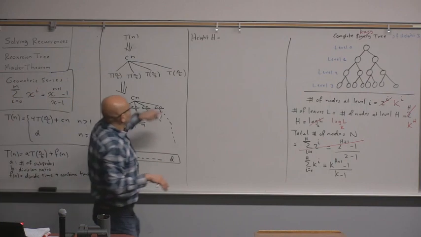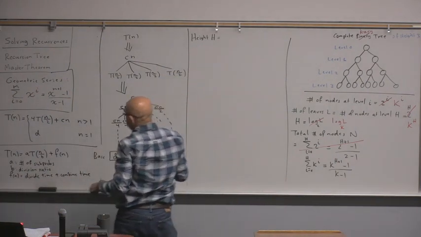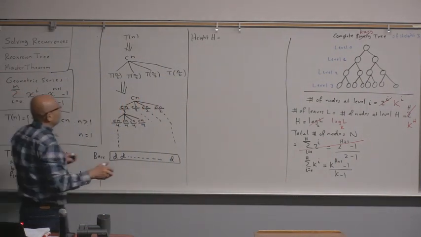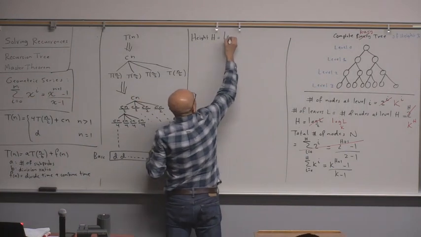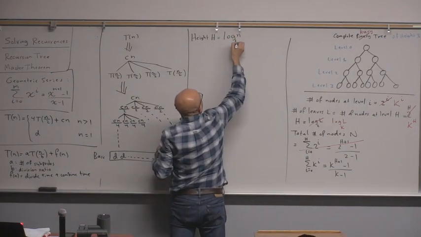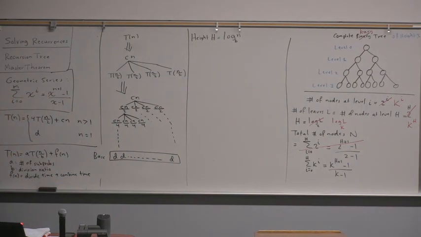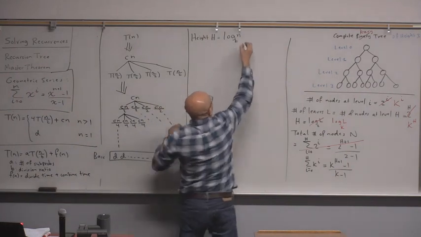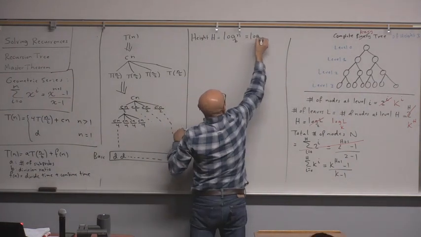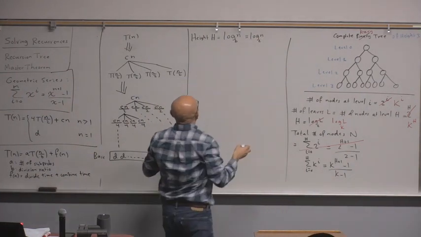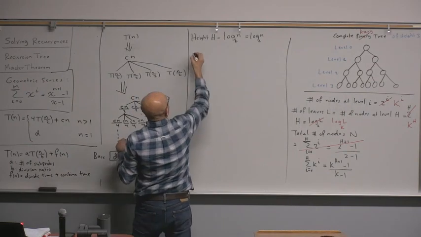Okay, so the height. In fact, we can generalize this. The height is always log n base b, where b is the division ratio. Okay, so log n base b, and this is log n base 2. Right.